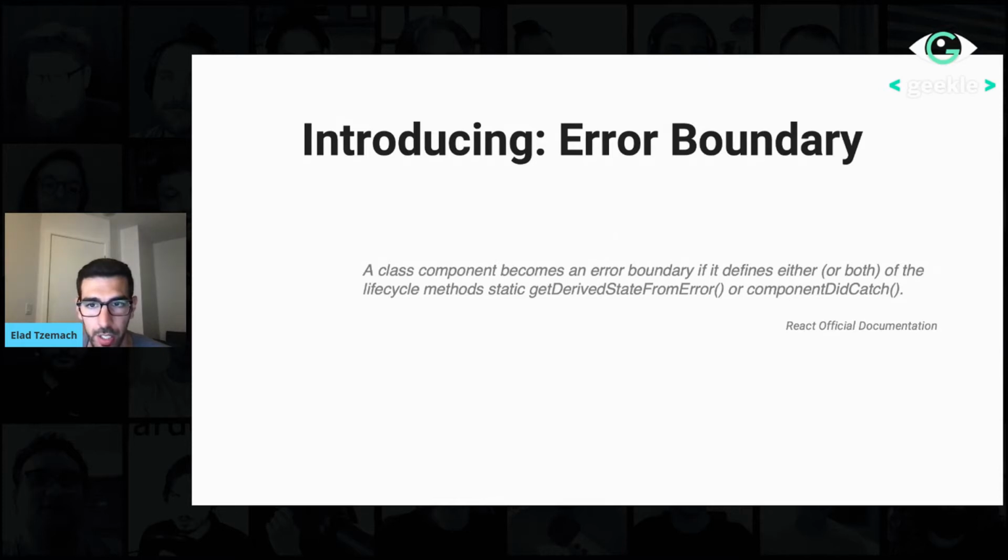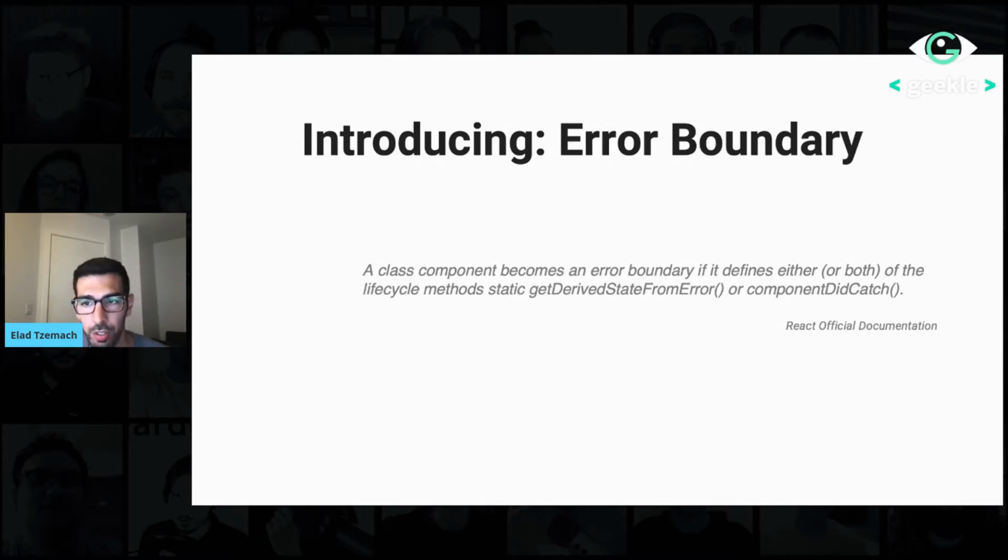So an error boundary is a class component, and a class component becomes an error boundary if it defines either or both of the lifecycle methods static getDerivedStateFromError or componentDidCatch. And that simple definition is taken from the React official documentation. Error boundaries were introduced in React 16 as a way to catch and handle JavaScript errors that occur in the UI parts of our app.